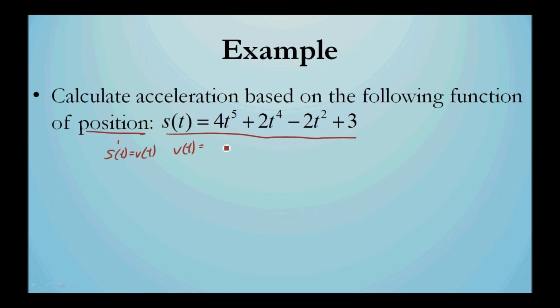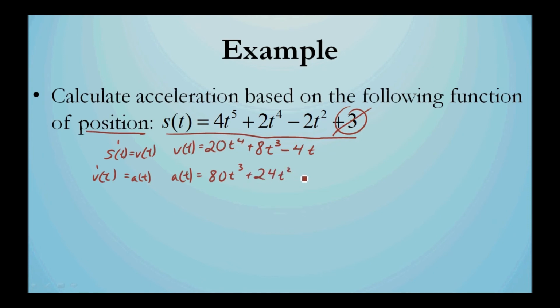So v of t is equal to 20t to the fourth plus 8t cubed minus 4t. The derivative of a constant is 0. So now we have velocity. Like in the previous example, the derivative of velocity is equal to acceleration. So a of t equals 80t cubed plus 24t squared minus 4.